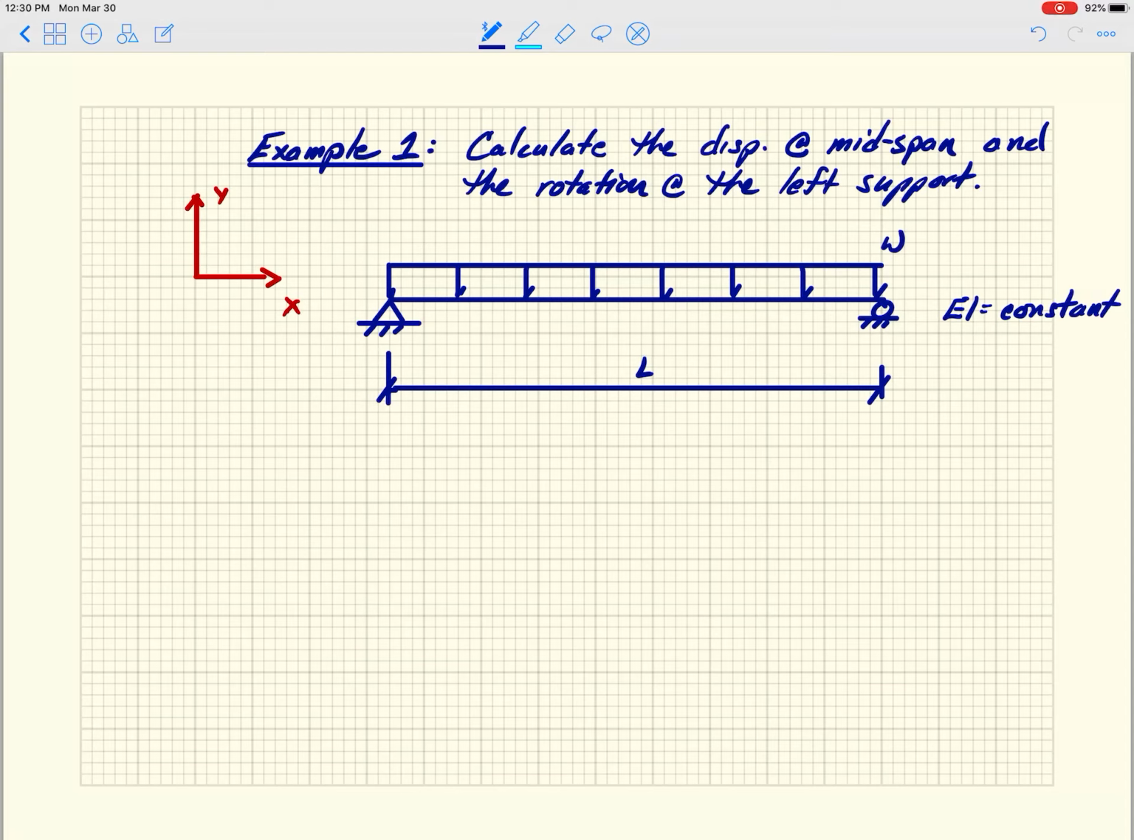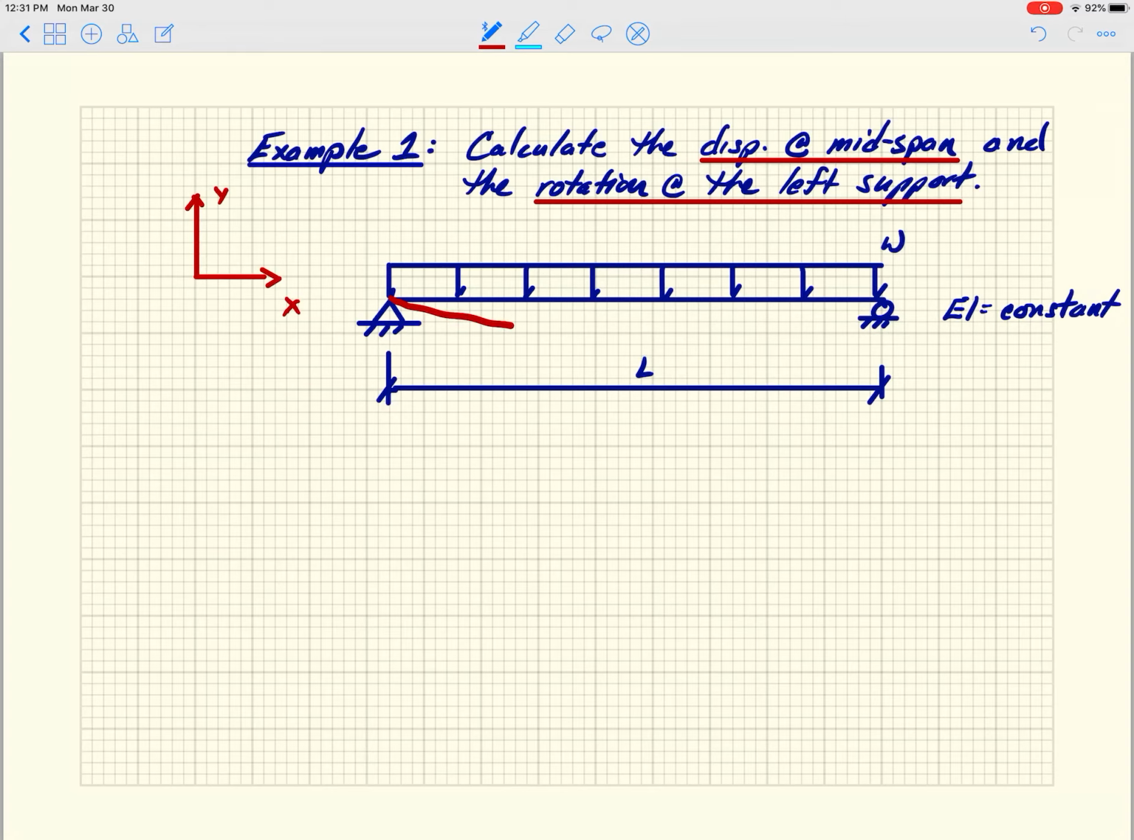It's just a simply supported beam with a distributed load W on it. It's a length L, EI constant. This, it turns out, you may see in a second, to be the simplest problem that we can solve for displacements with. And really what I'm asking now are two things. One is to get the displacement at midspan, and the other would be the rotation at the left support, like that.